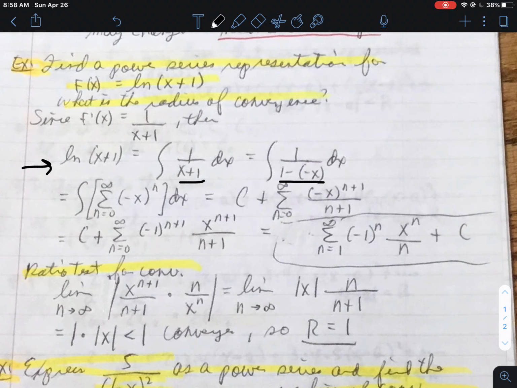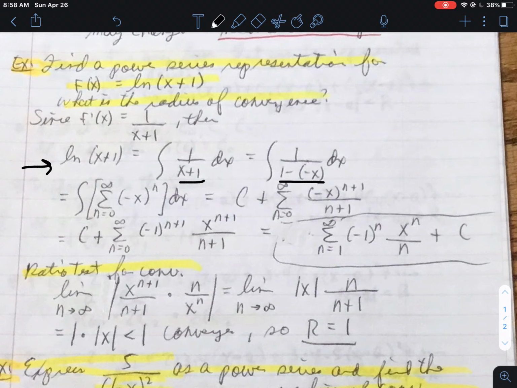So I've got then the integral of the sum as n goes from 0 to infinity of negative x, or opposite of x, to the n dx, whose antiderivative then, using, like I said, our basic power rule, there's our plus c, times the sum as n goes from 0 to infinity of opposite of x raised to the n plus 1 over n plus 1. All right? Basic power rule.